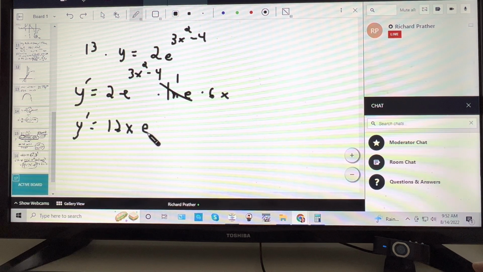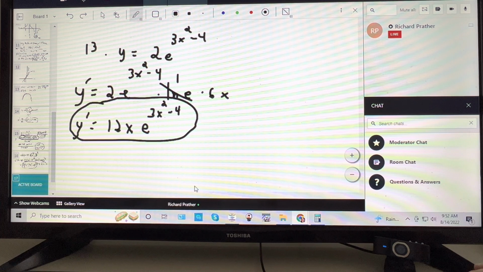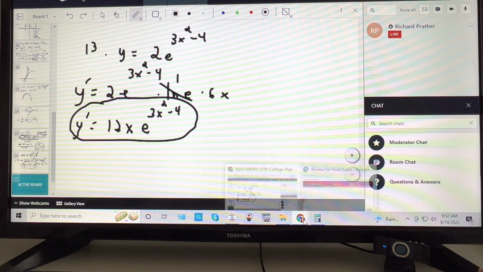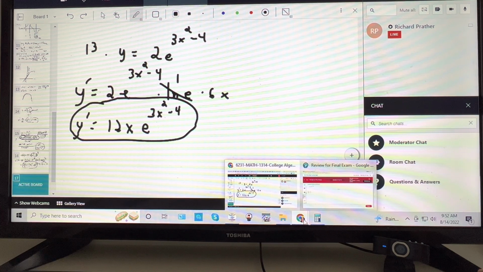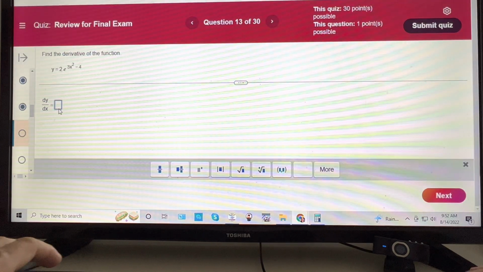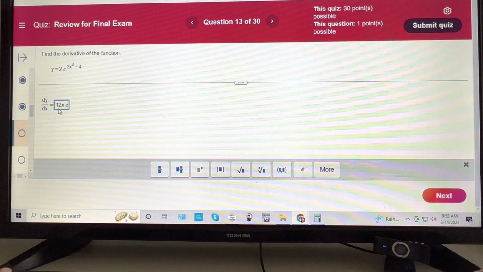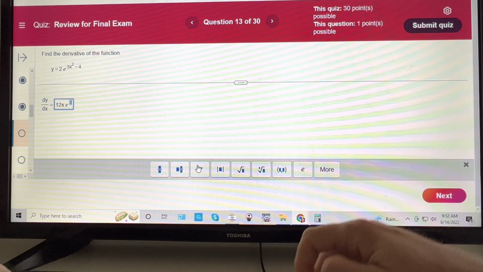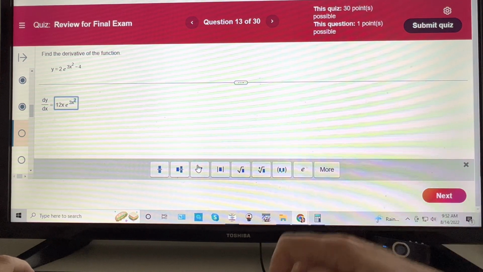12x, and then I would have e to the original exponent, because that always stays the same in a derivative or an antiderivative. So the rule's pretty short. At first you write it down exactly as it is. It always stays the same first. Then there's a times ln of the base, and if it's ln of e, it goes away. And then you multiply by the chain rule if it's something other than just x. So 12x, and then we get the original e to the 3x squared minus 4.